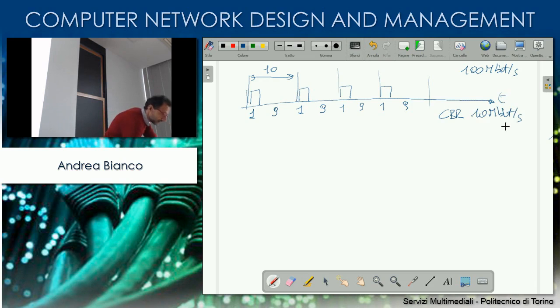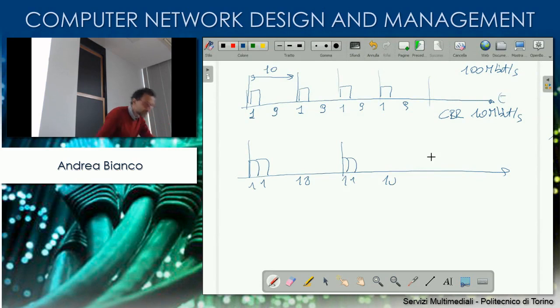Okay? Now, this source here, you are active for 2 periods of time, and then you are silent for 18, and then again 2, 18, and so on and so forth. And you keep repeating it forever. Okay? That's another example. Same link speed, 100 megabit per second. Which type of source is this one? We have only 2 choices, right? So it's CBR or VBR. Here it depends, it doesn't work.